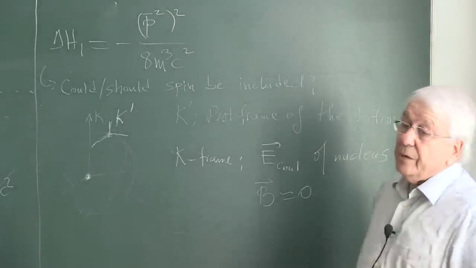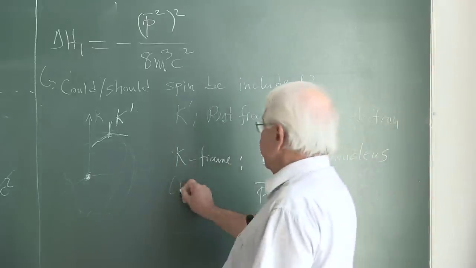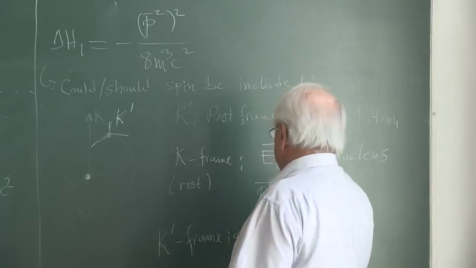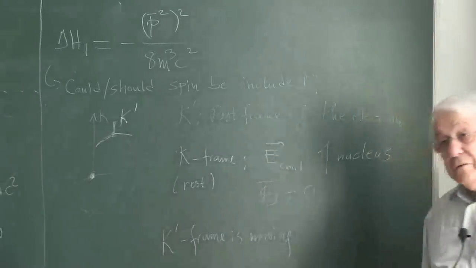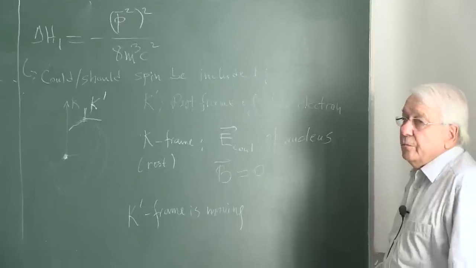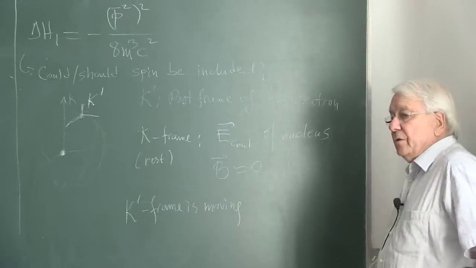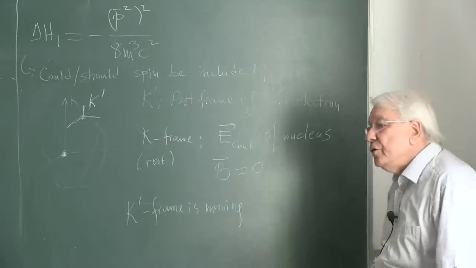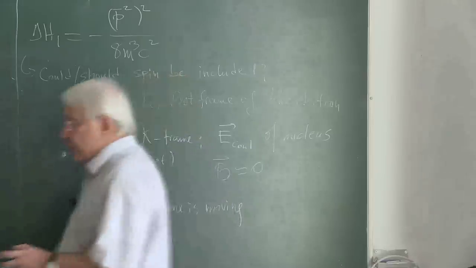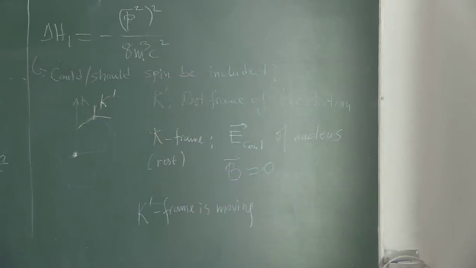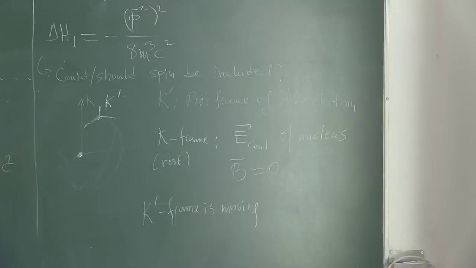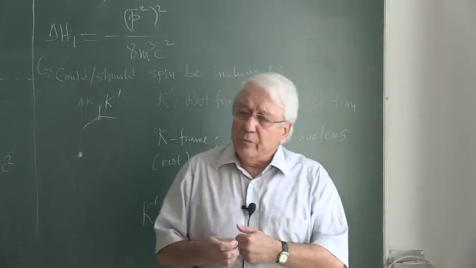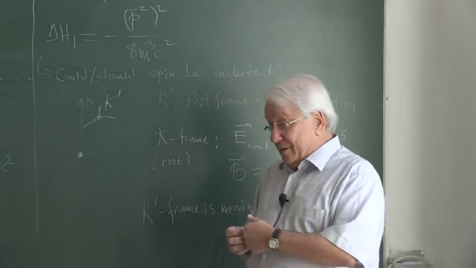But when we go to the K prime frame, it's a moving frame. So what, you say? Well, if it is a moving frame, when you transform quantities from one frame to the other, of course, there are new components which emerge. If the thing under consideration is a four vector, like the position and the momentum, then when you go from this frame to the other, there is a standard transformation property, called the Lorentz transformation, which connects these two frames vis-a-vis the four vectors.